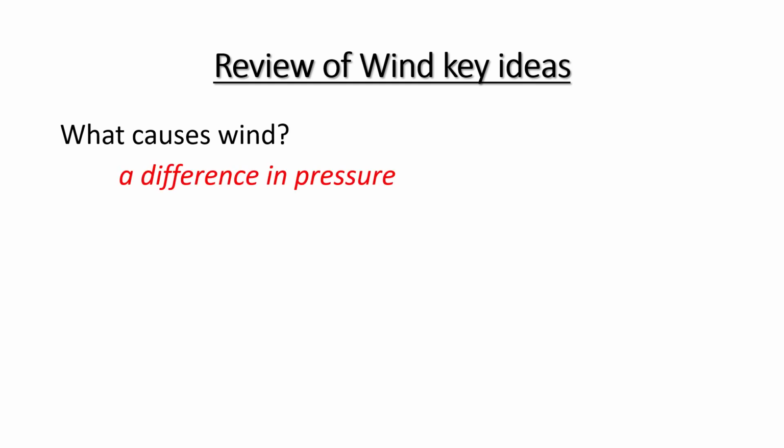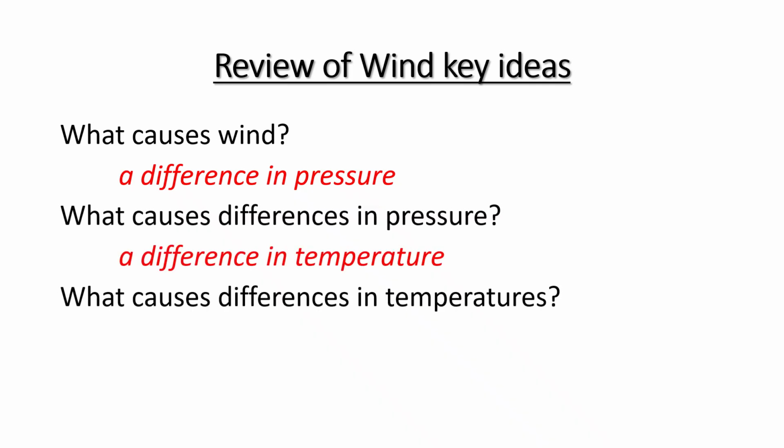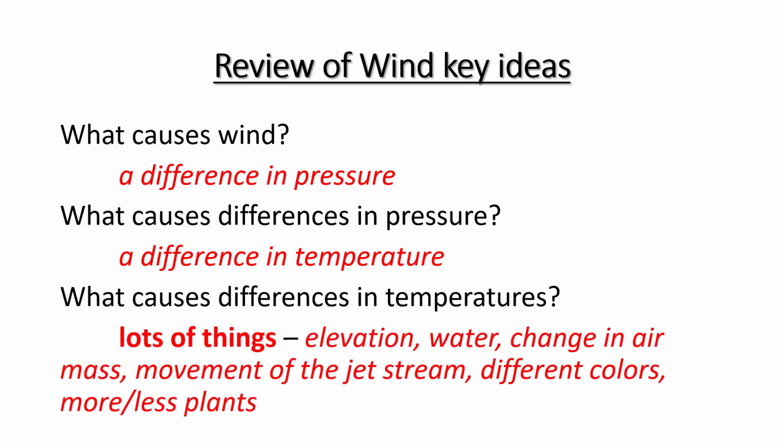What causes wind? We know it's a difference in pressure. Well, what causes a difference in pressure is a difference in temperature. Well, what causes differences in temperatures? This we spent a whole unit on, and we know there's a lot of things. Changes in elevation, the water here or there, one air mass coming in and replacing another, where the jet stream is, you have different colors, more or less plants, you have lots of things that change the temperatures.